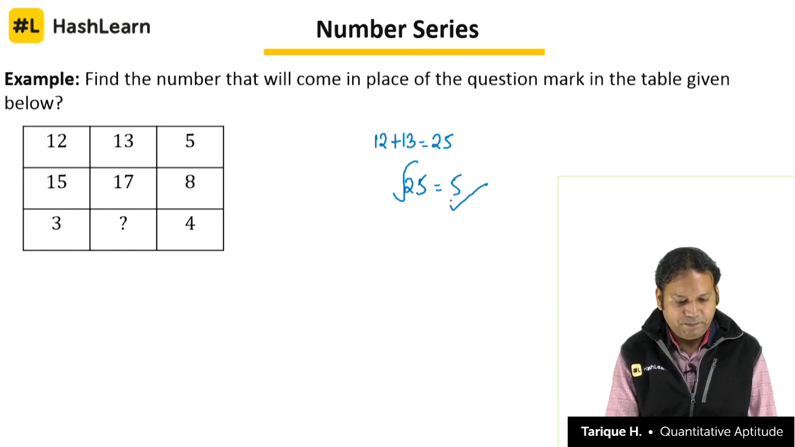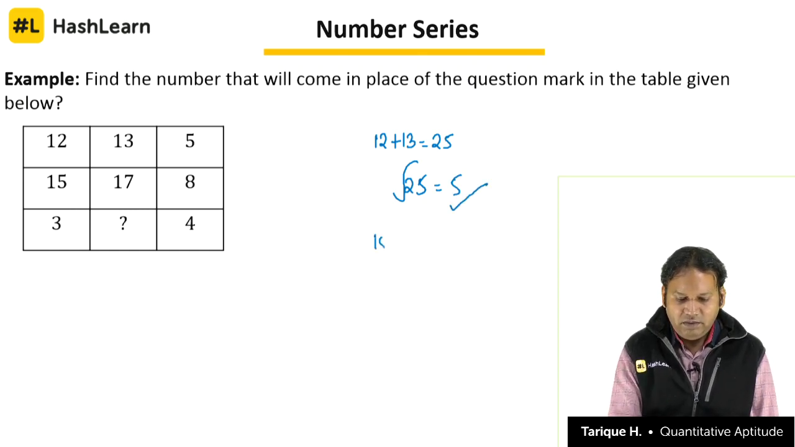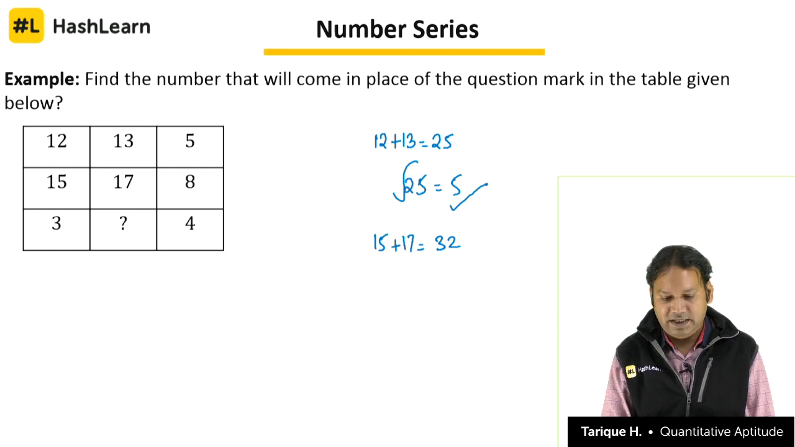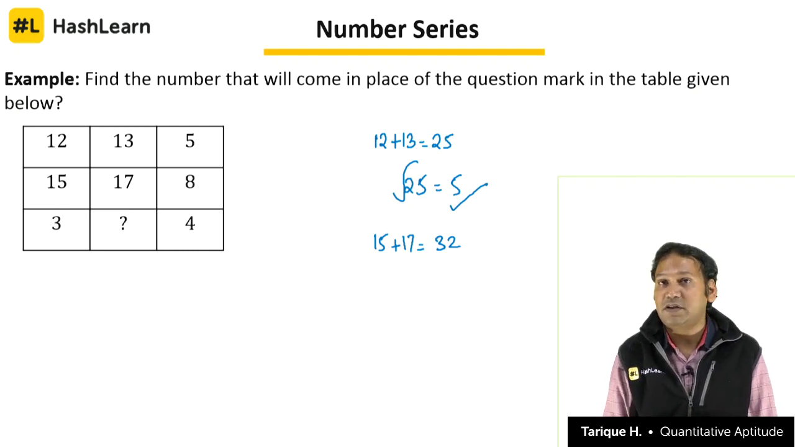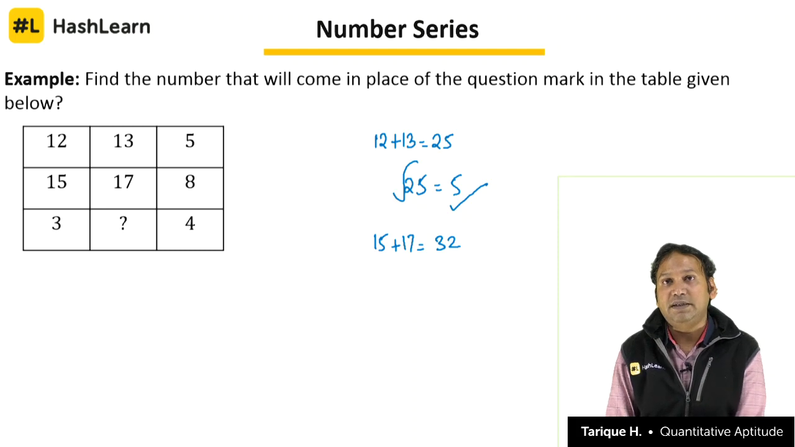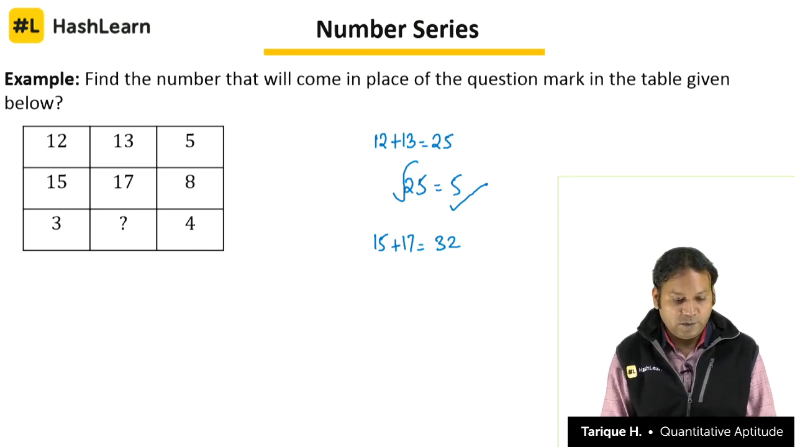and 17, right? 15 plus 17 is equal to 32, and 32 by 4 is 8. If you double 32, it becomes 64, and the square root of 64 will be 8, but that is not what we did in the first row. Understand, if a logic is used in the second row, similar logic should be used in the first row also.